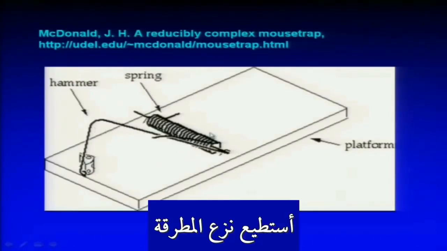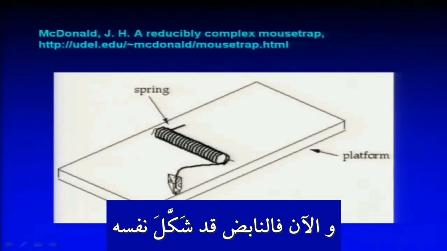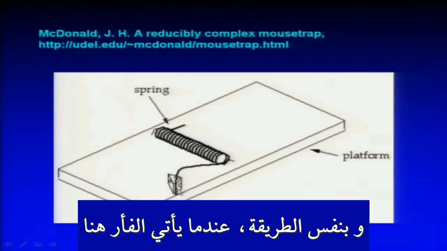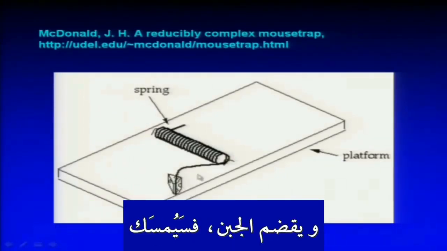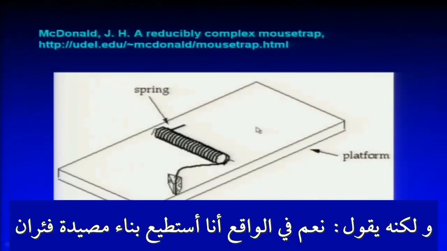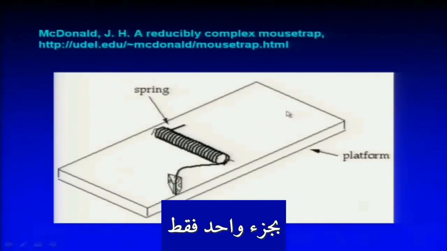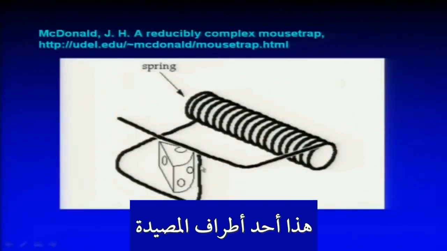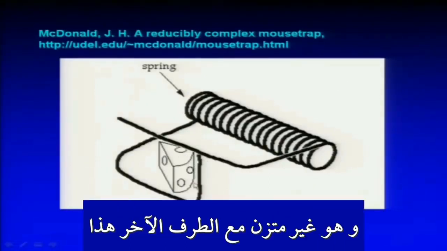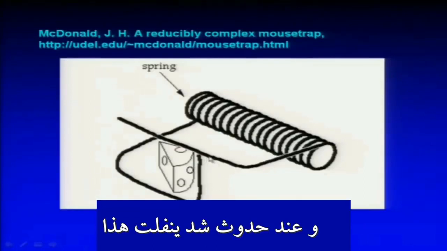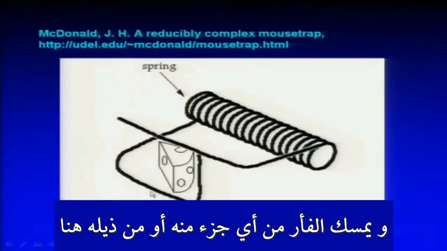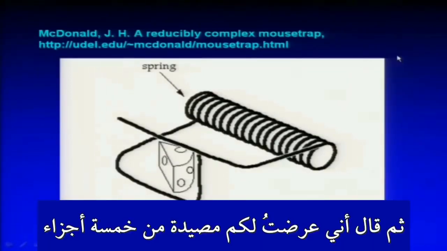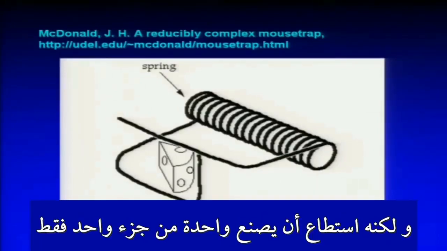I can take away the hammer. Now the spring itself is shaped so that it hangs precariously by the edge here, and the same thing, if the mouse came along and nibbled, it might get trapped. But he said, yes, indeed, I can build a mousetrap with 1 part. And here it is. This is the one end of the mousetrap, precariously balanced on this one, and it's under tension so that if it's released, this will go down, catch a paw or a tail here, and again, the mouse is in trouble. So he's saying that, yes, I showed a mousetrap with 5 parts, he can make one with 1 part.